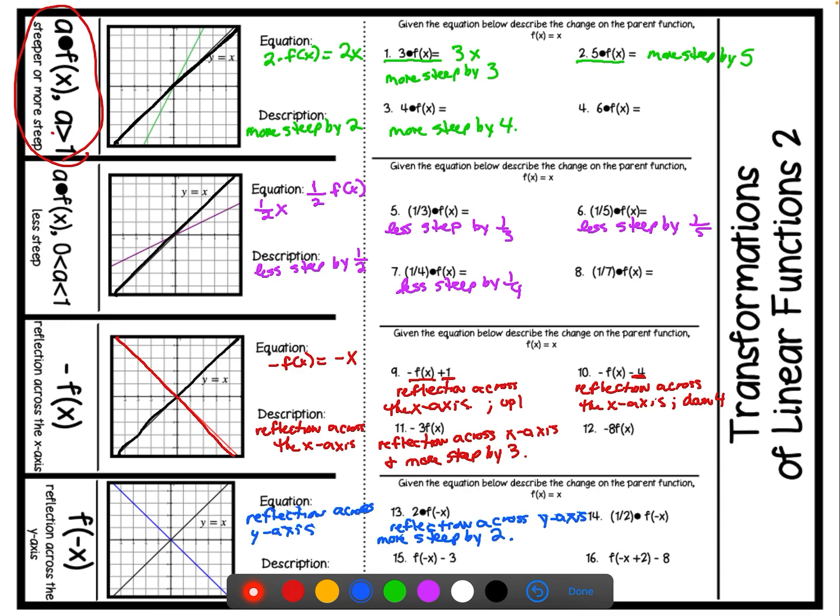Number 14, we have 1/2 times f of negative x. That f of negative x says that it reflects across the y-axis. And that 1/2 out front says that there's a compression, or it's less steep by half. I want you to try 15 and 16, and we'll talk about it in class.